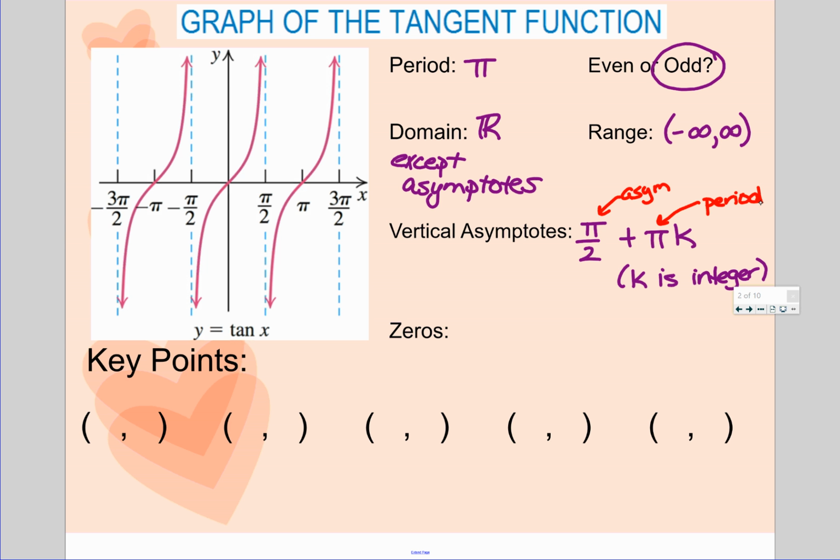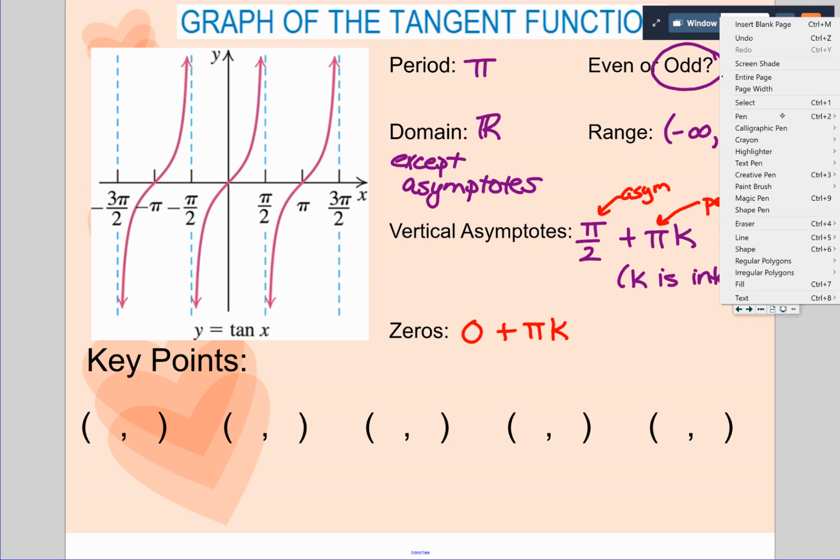The zeros are going to be the same sort of situation. Remember, zero means x-intercept, so you're going to pick an x-intercept somewhere on the graph, like 0 here is a nice one to use. And then they occur every pi units, so plus pi k. And because it's a 0 there, you actually don't have to have it. You could just say pi k would be the zeros. Okay, good? All right.